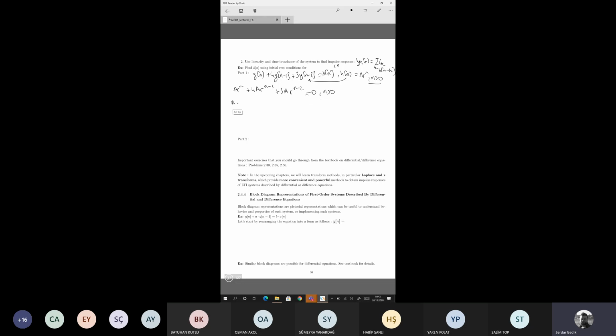So everything in terms of a r to the power n minus 2 in parentheses. So r squared plus 4r plus 3 is equal to 0. So r is simply minus 1 and minus 3.